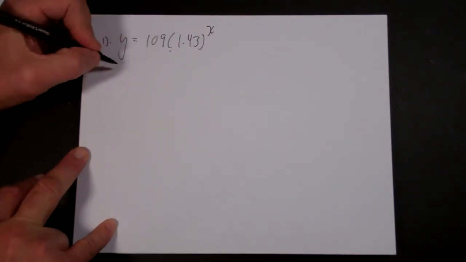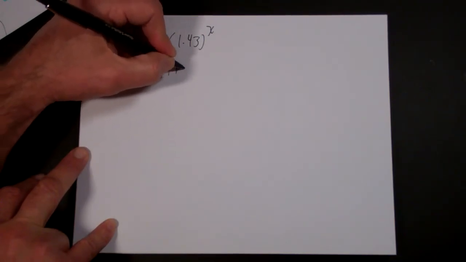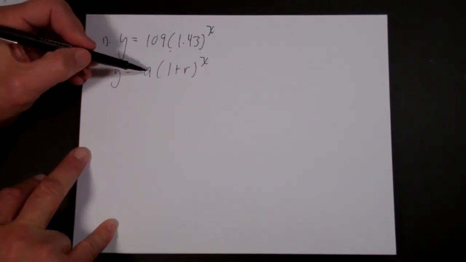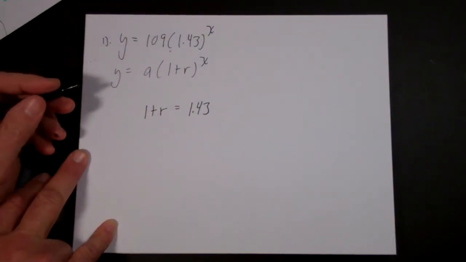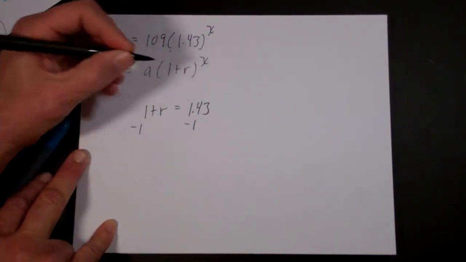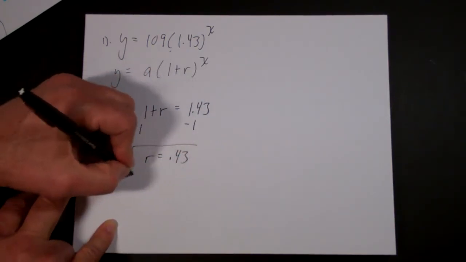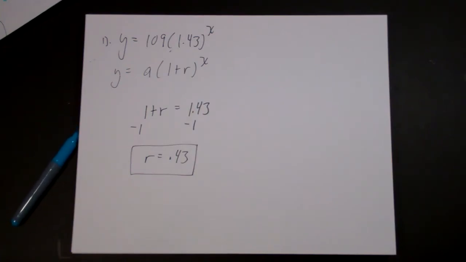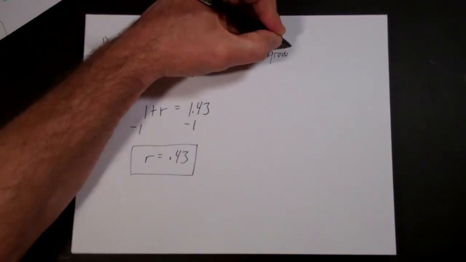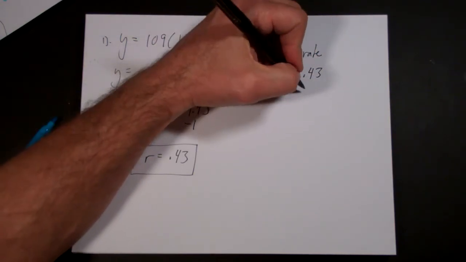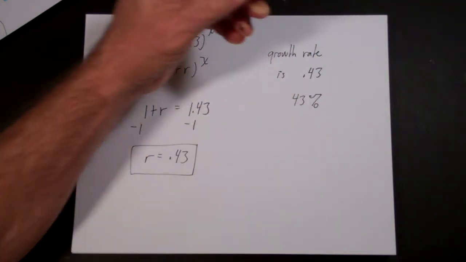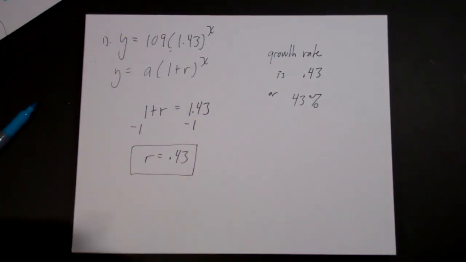The first one was y is equal to 109 times 1.43 raised to the x. Let's rewrite that. That's y is equal to a(1 plus r) to the x. As we just saw, a is 109. So here we have 1 plus r is equal to 1.43. And r is the growth rate, so I'm going to subtract 1 here and subtract 1 here, and you get r is 0.43. And that's your answer. We say the growth rate is 0.43. Oftentimes the growth rate is in percentage terms. So we can either say the growth rate is 0.43 or the growth rate is 43%, either way. And that's all you do.